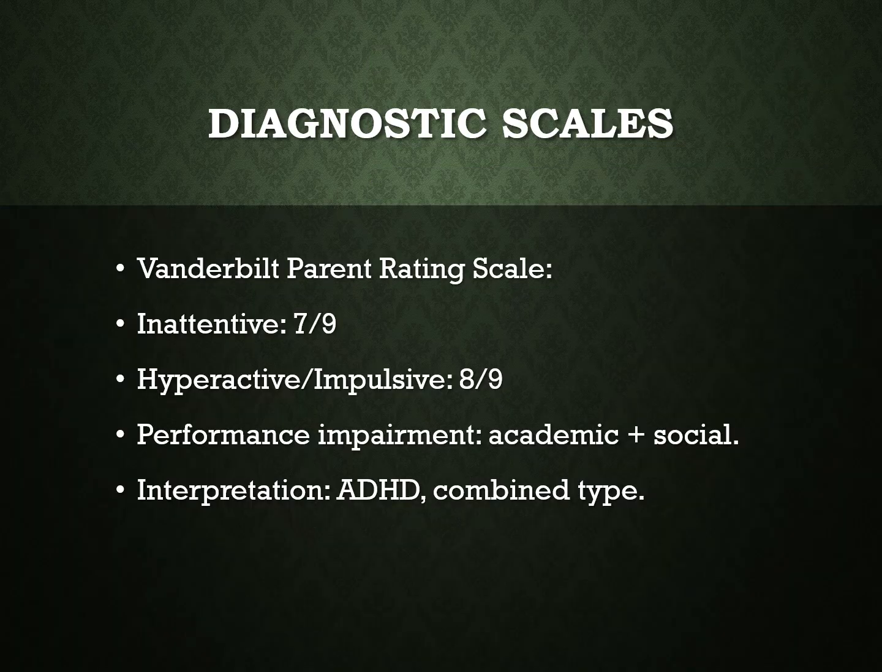So the Vanderbilt Parent Rating Scale was administered. JM scored 7 out of 9 on inattentive symptoms and 8 out of 9 on hyperactive-impulsive symptoms. These scores confirm impairments in both academic and social domains. These results strongly support a diagnosis of ADHD, the combined type.